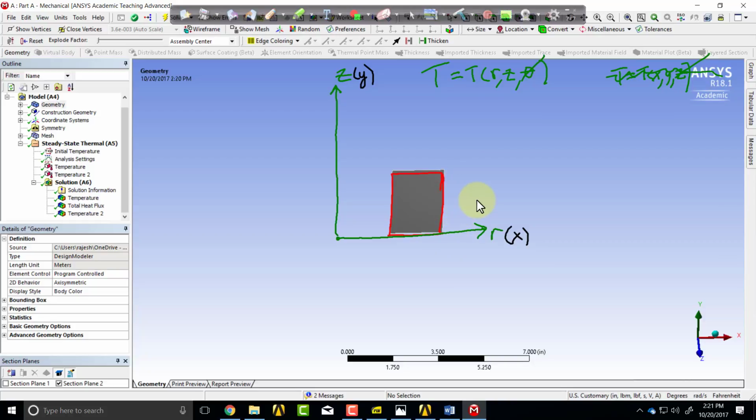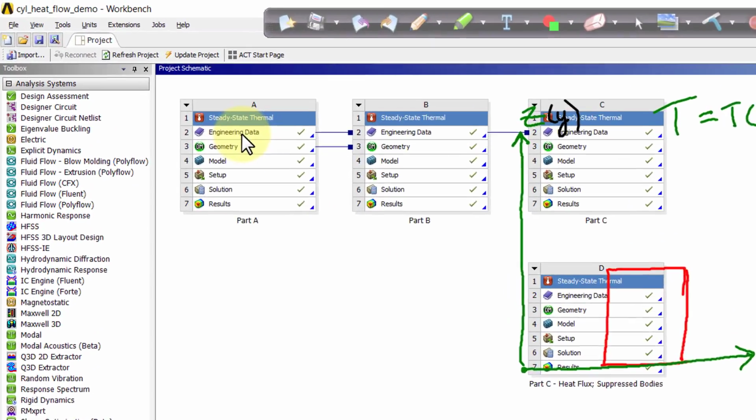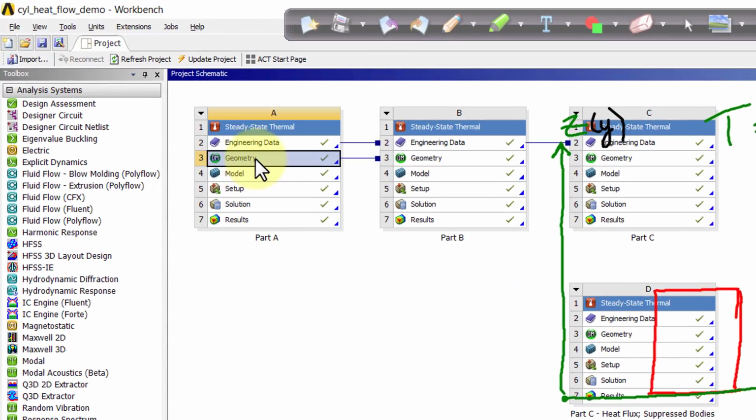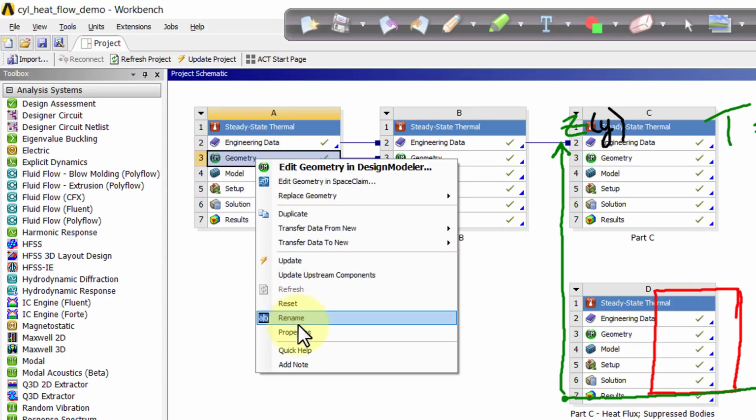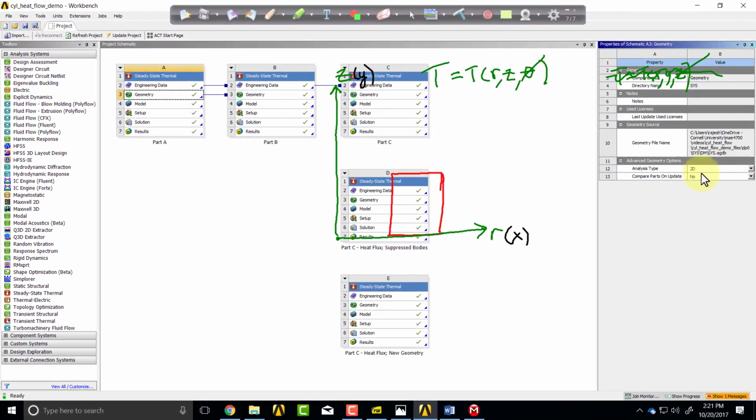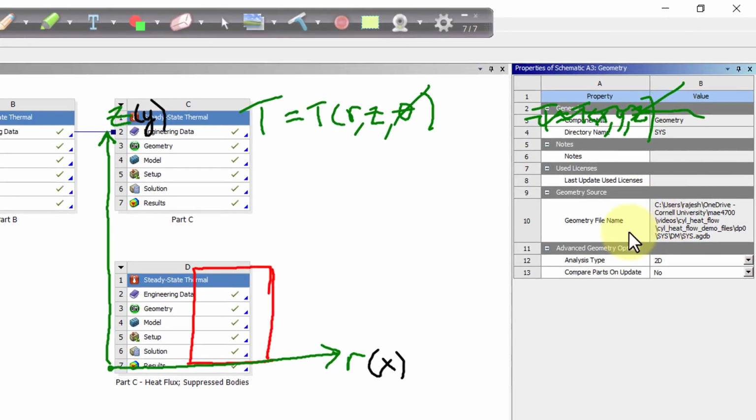And also, since we are knocking off the dependence in theta, under geometry properties, you have to make sure the analysis type is 2D, and you have to do this right at the start. Next, let's take a look at the governing equations and boundary conditions.